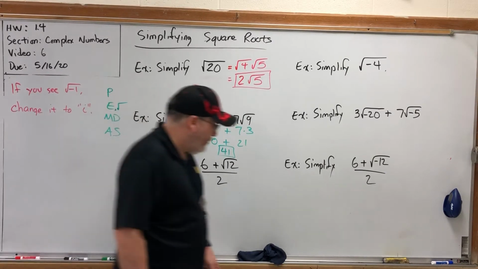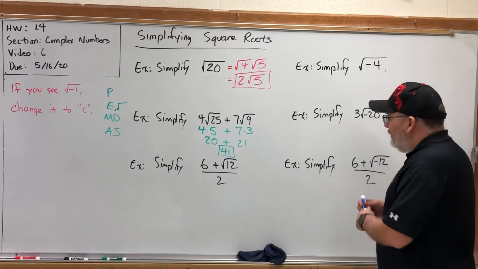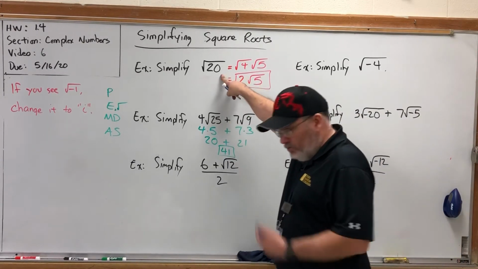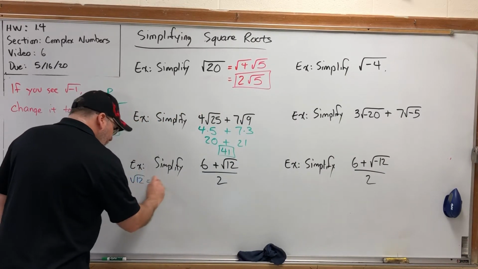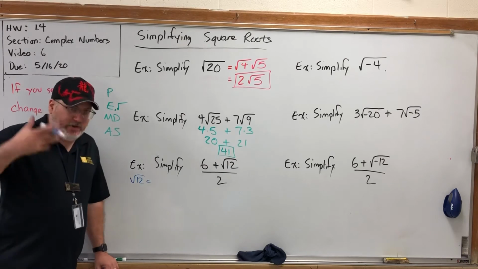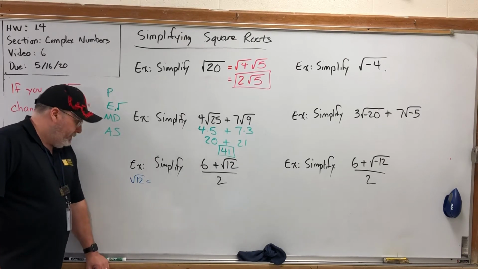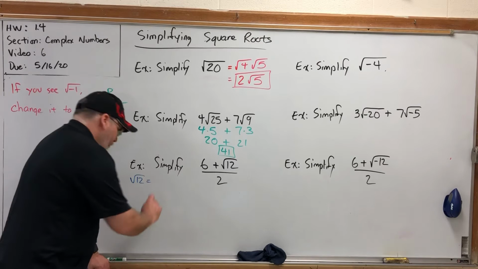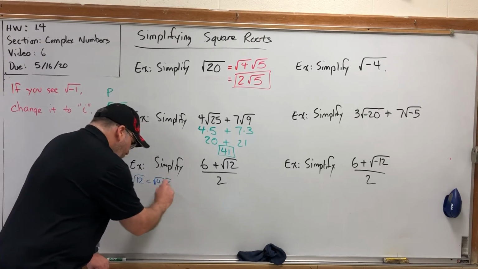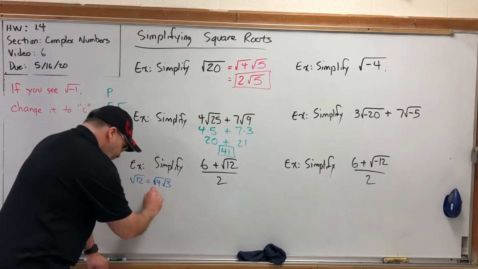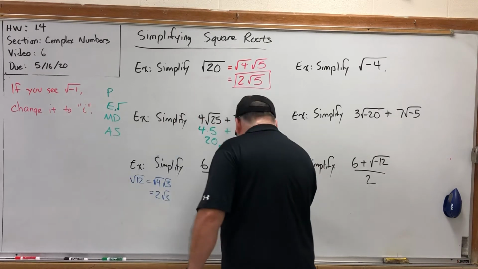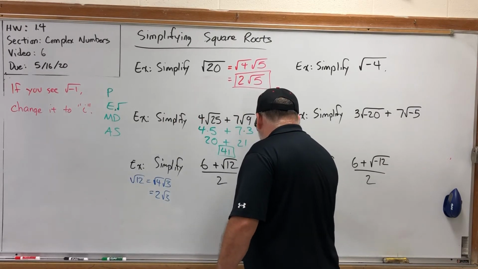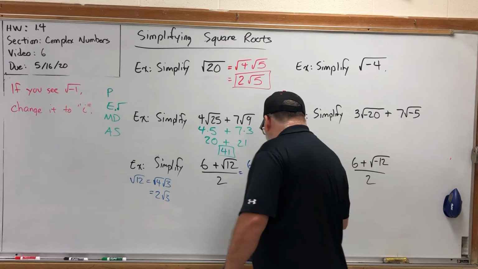So let's start with the square root of 12. Now we can kind of do the same thing we did with the square root of 20. We can break off a piece of it. So what multiplication problem do you think I can break 12 into so that I can square root a portion of it? Not 2 times 6, I don't know either of those square roots. But 4 times 3 will work because I know the square root of 4. The square root of 4 is 2. So the square root of 12 simplifies into 2 times the square root of 3. So our first move is to write this as 6 plus 2 times the square root of 3 over 2.